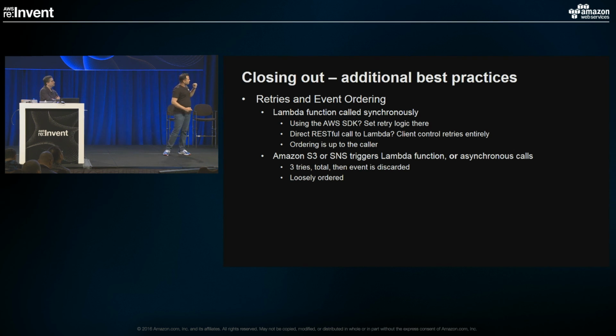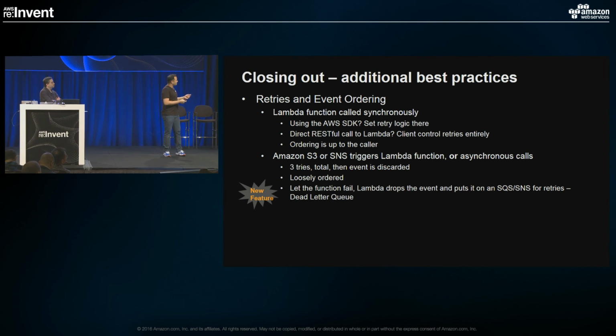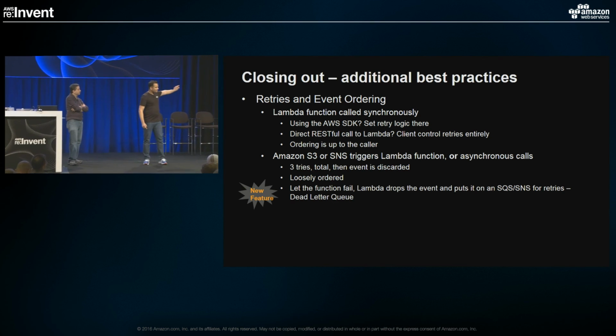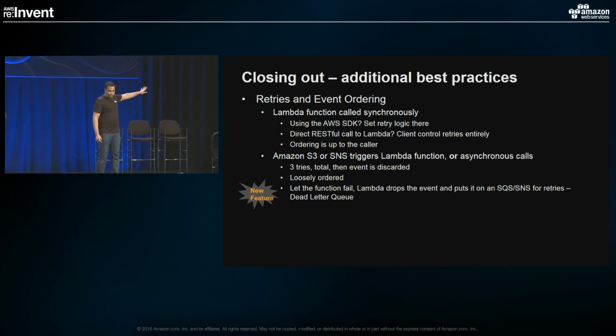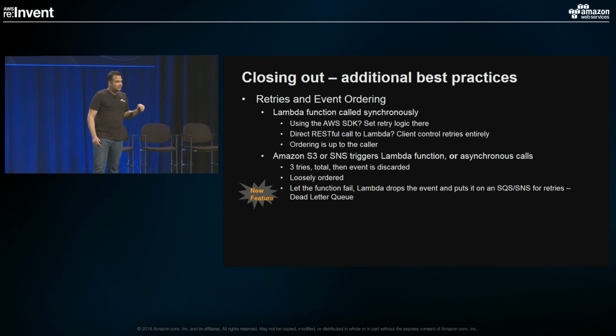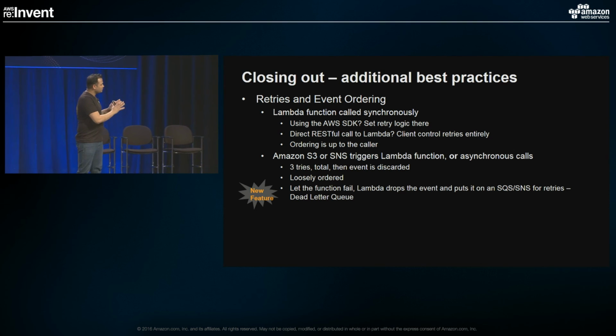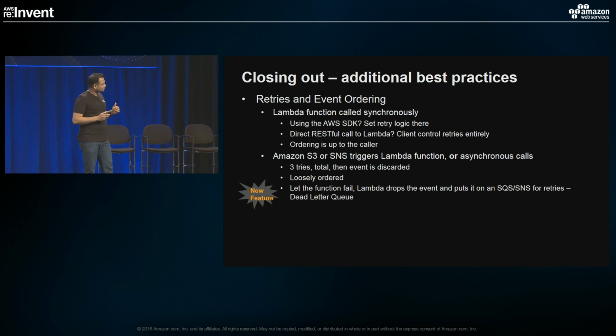Let's say your Lambda function is called in an asynchronous manner. After 3 tries, Lambda is going to discard the event. In that case, you can let the function fail, and Lambda will drop the event in an SQS or SNS queue. This is a very exciting feature that was announced a few hours ago this morning. It's called dead letter queue, where you can let the function fail, and Lambda will keep that in an SQS or SNS for a retry, or you can actually take some actions based upon that.